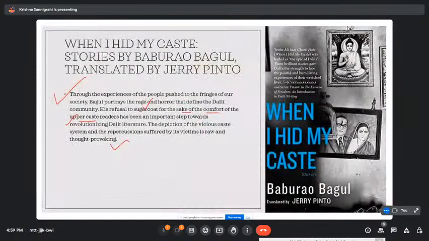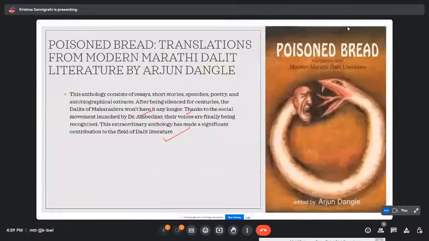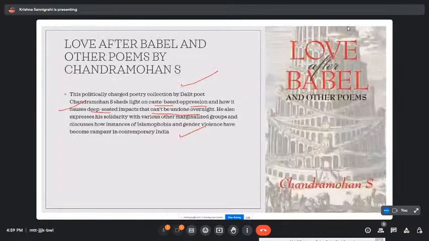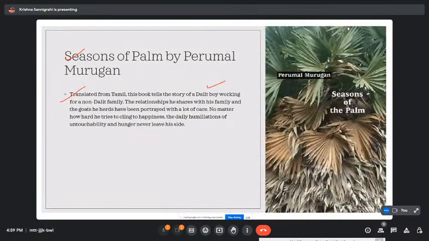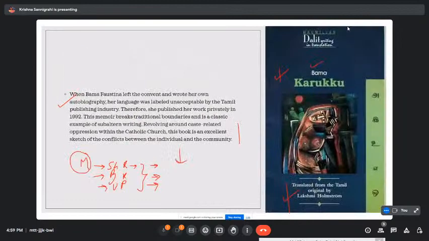So the important works which we discussed are When I Hid My Caste and Poison Bread, which are translations. As we said, if you read these books, you will be able to read various poems, translations and extracts. And then Love After Babel and Other Poems, Seasons of Palm, and yes, the most significant related to Phule-Ambedkarite women writers is Karukku, which you can always refer to.